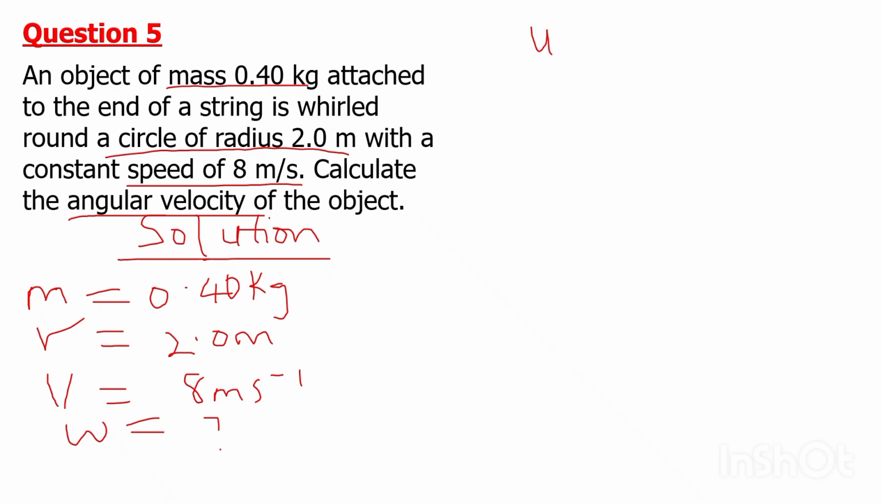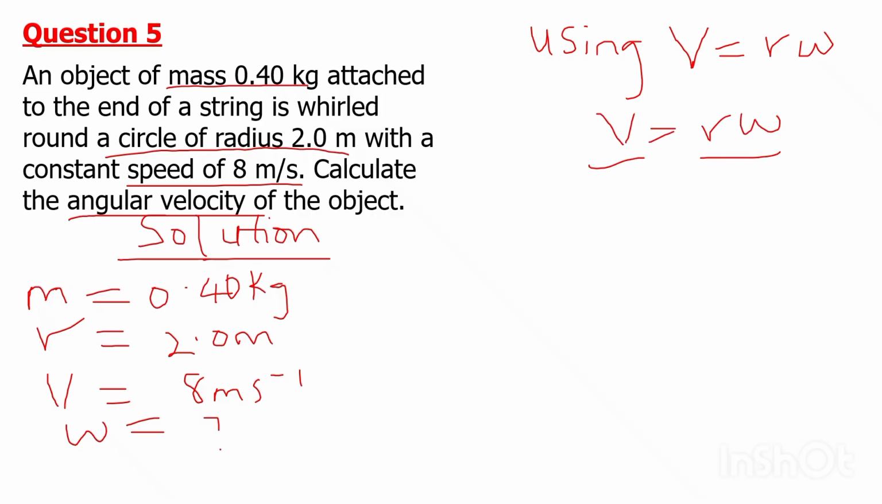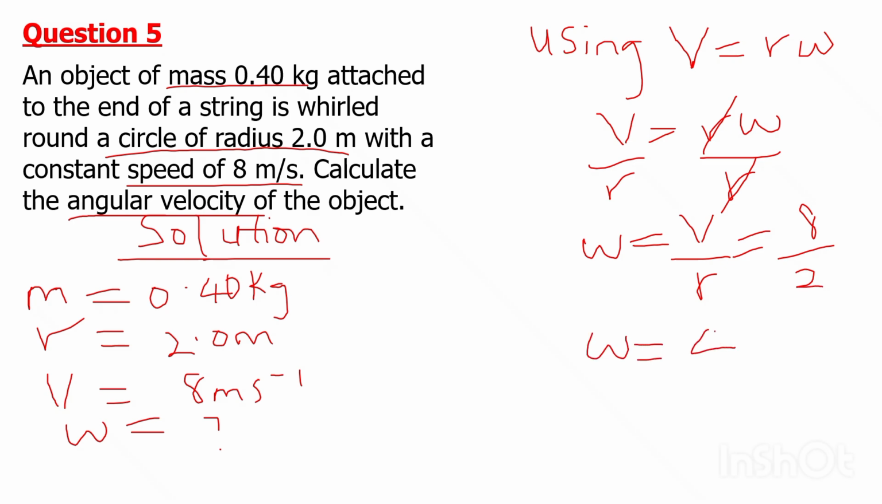The next step after writing everything you're given is write the formula: V is equal to R omega. Make omega the subject of the formula. Divide both sides by the one you don't want, so that once it cancels out, the one you want will stand out. Omega will be V over R. Then you substitute 8 over 2. Your final answer will be 4 rad per second.